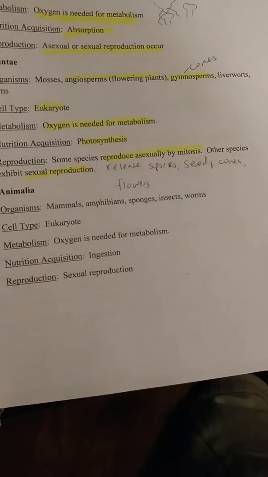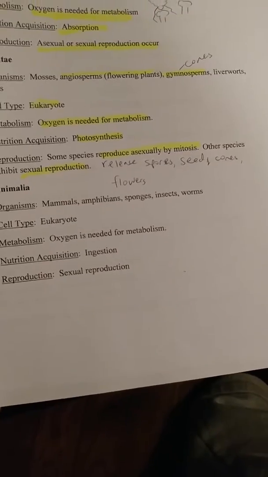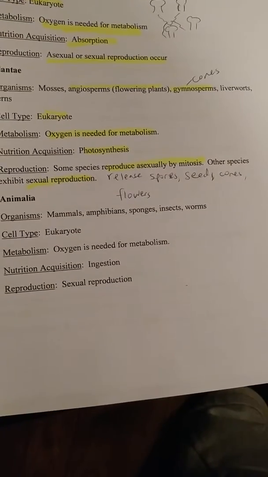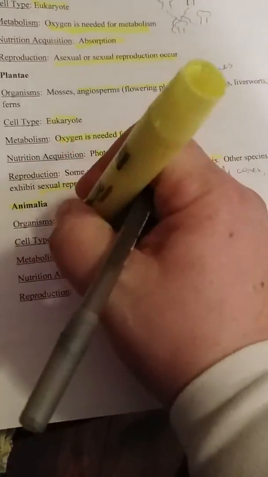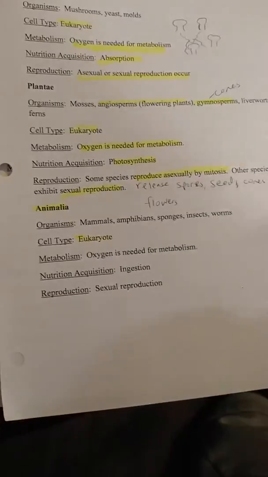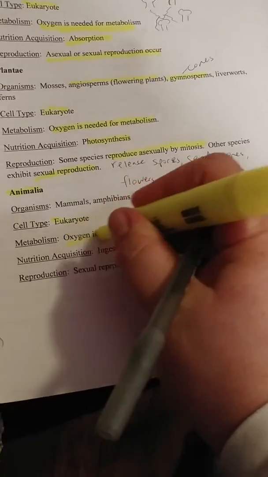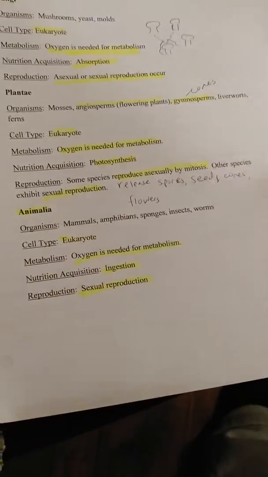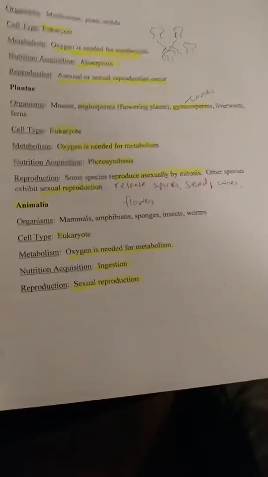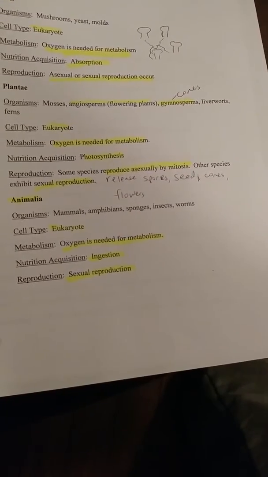Animalia. So this makes a bulk of what's left over. These are mammals, amphibians, sponges, insects, worms. These are eukaryotic. Very complex. Oxygen is definitely needed for metabolism. We definitely ingest. And sexual reproduction is the only option for Animalia because they're so complex.